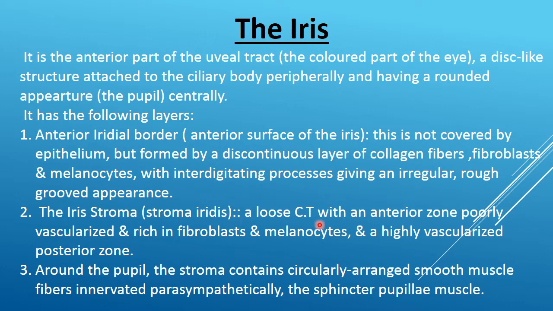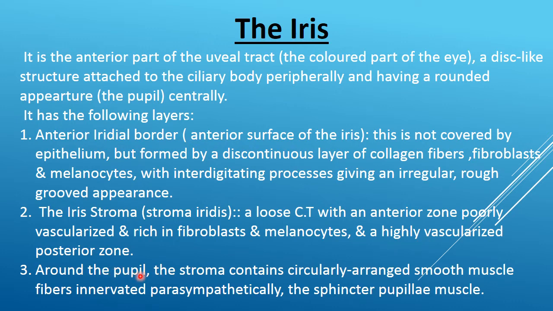It is again loose connective tissue having the anterior zone, which is poorly vascularized but rich in fibroblasts and melanocytes, and its posterior zone, which is towards the epithelium of the iris. This is a highly vascularized posterior zone. Even I have also told you in the ciliary body that the fenestrated capillary networks are more concentrated towards the ciliary epithelium. So same here, the blood vessels are more towards the epithelium.